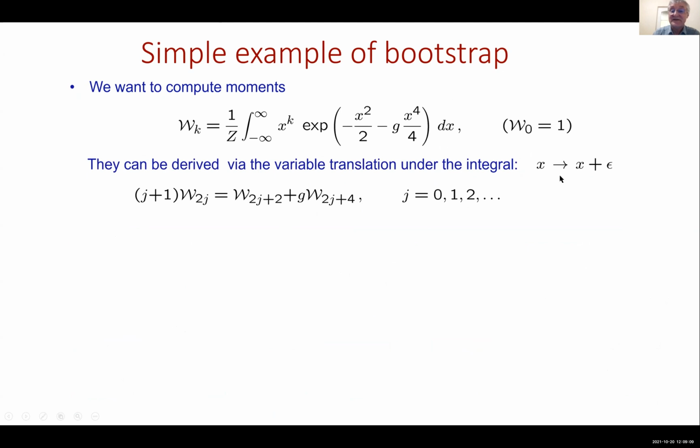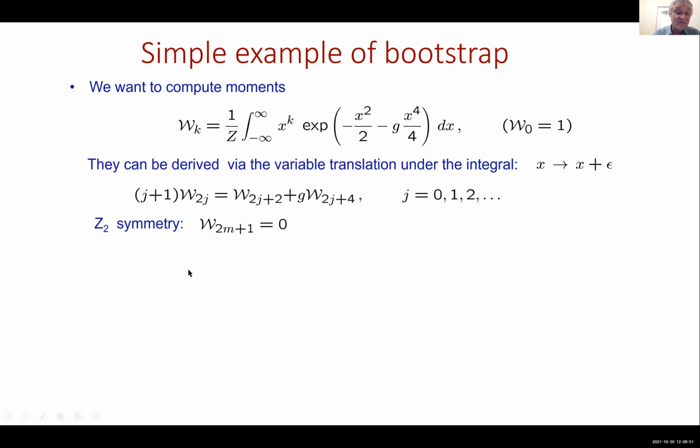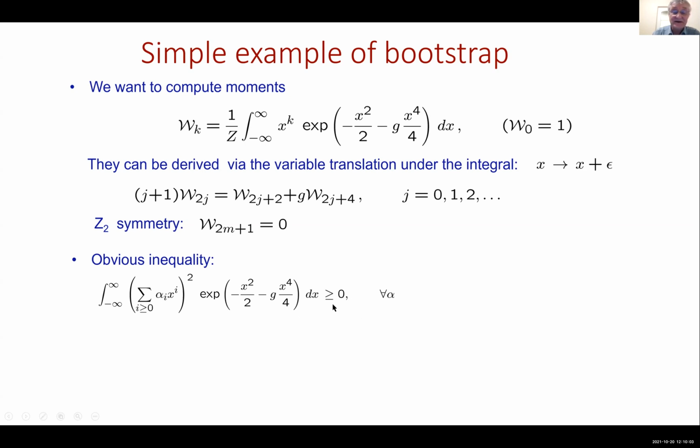Just by invariance of the measure with respect to the shift of x, we immediately write down a sort of Ward identities for this integral, which for more complicated models we will call loop equations. They relate even moments, because due to the x to minus x symmetry, Z2 symmetry, the odd moments are zero. So it's the first ingredient, sort of equations of motion, and the second ingredient is the obvious inequality. If we take a sum of powers of x with arbitrary coefficients and integrate it with this distribution, it's certainly a positively defined quadratic form.